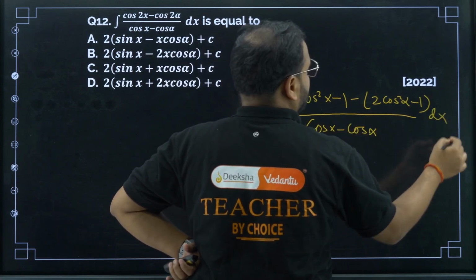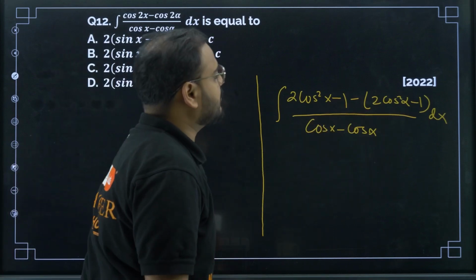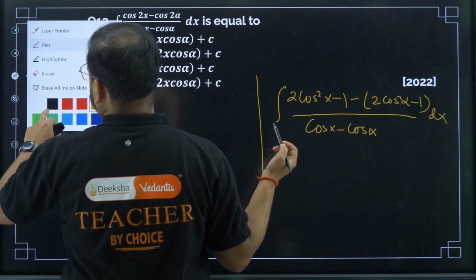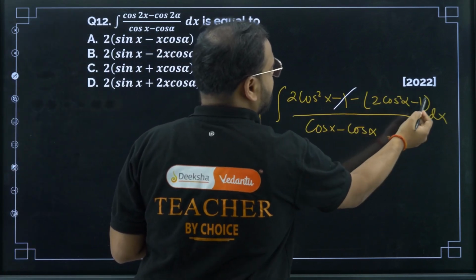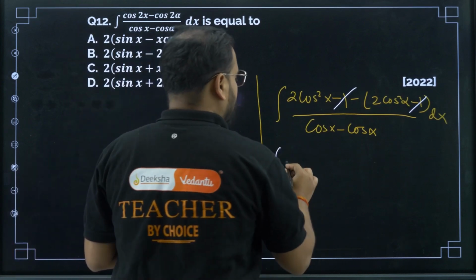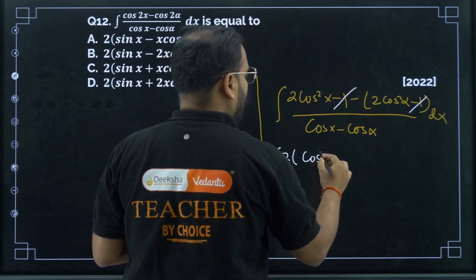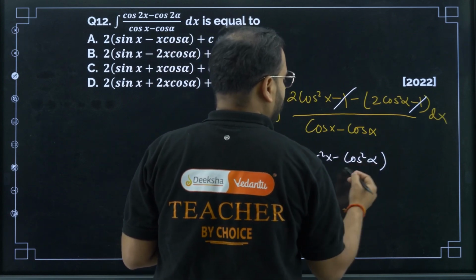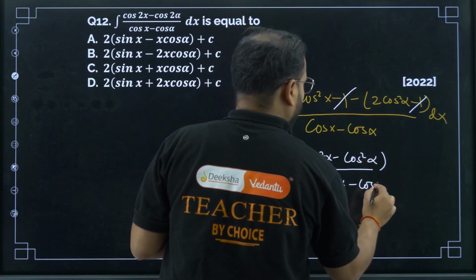dx. Now if I open the bracket, this minus 1 and this plus 1 will become 0. Please check, this minus 1 and this minus of minus 1 will become plus 1, so this 2 can be cancelled. I can take 2 common, I'll get 2 cos square x minus cos square alpha upon cos x minus cos alpha.